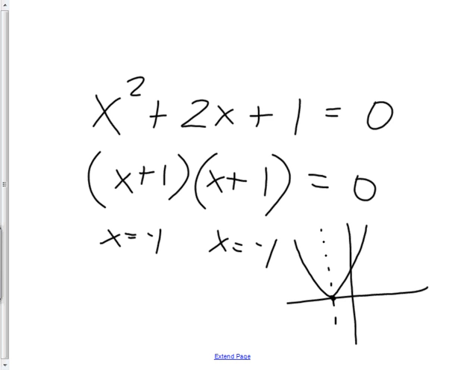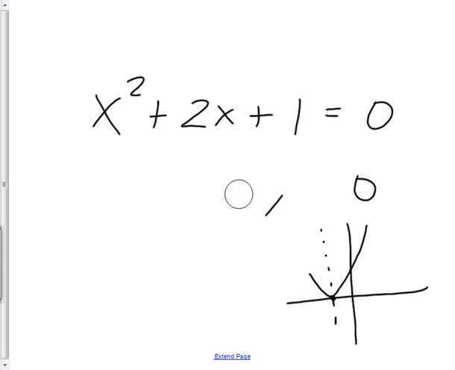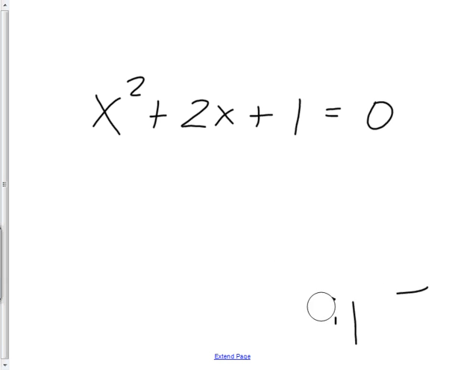So that's one way to do it, with factoring, and I get -1 as my answer. Let's go back and see, what does it really mean to have -1 be the answer? If I stick -1 in this equation, what would happen?